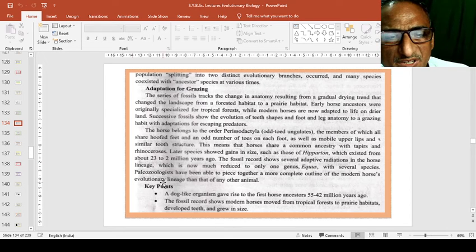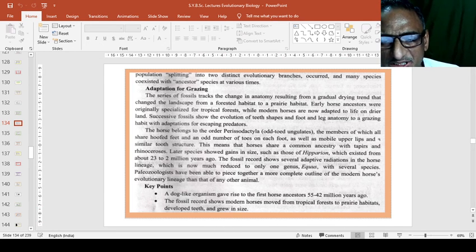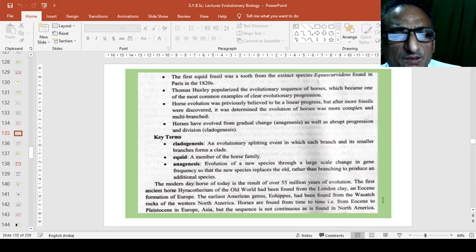The fossils recorded show several adaptive gradations in the horse lineage, which is now much reduced to only one genus, Equus, with several species. Paleontologists have been able to piece together a more complete outline of the modern horse's evolutionary lineage than that of any other animal. The key points are that a dog-like organism gave rise to the first horse ancestor 55 to 40 million years ago, and the fossil record shows modern horses moved from tropical forest to prairie habitats, developed teeth, and grew in size. This is the change that was found.